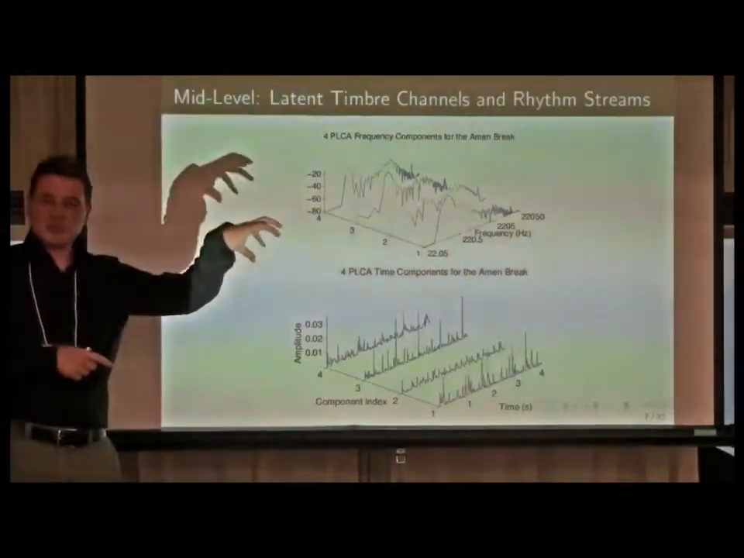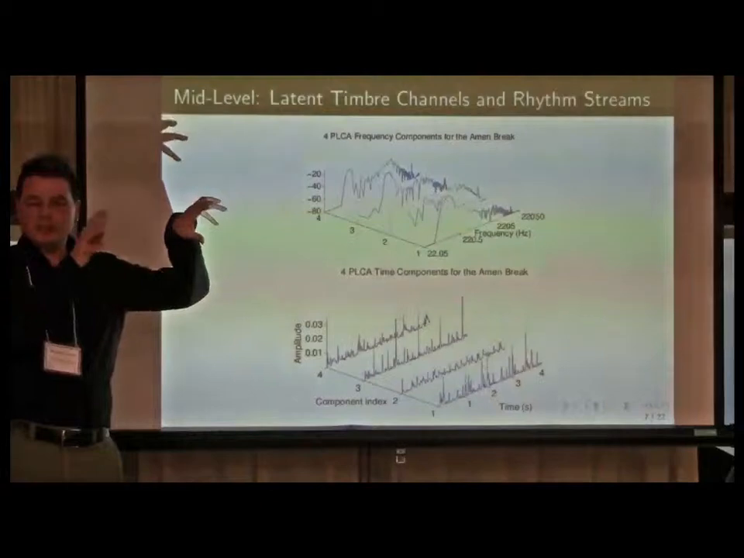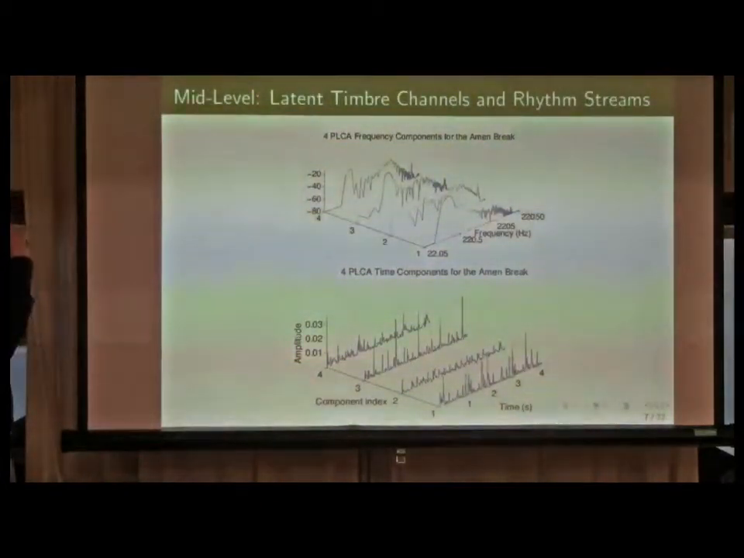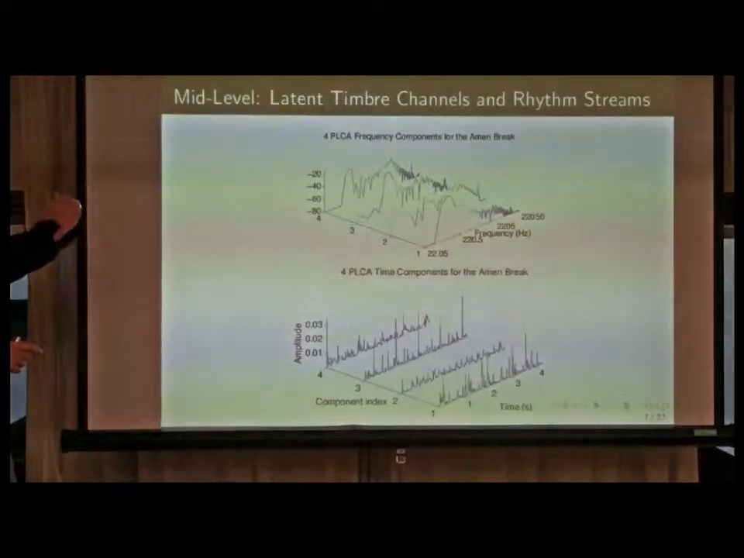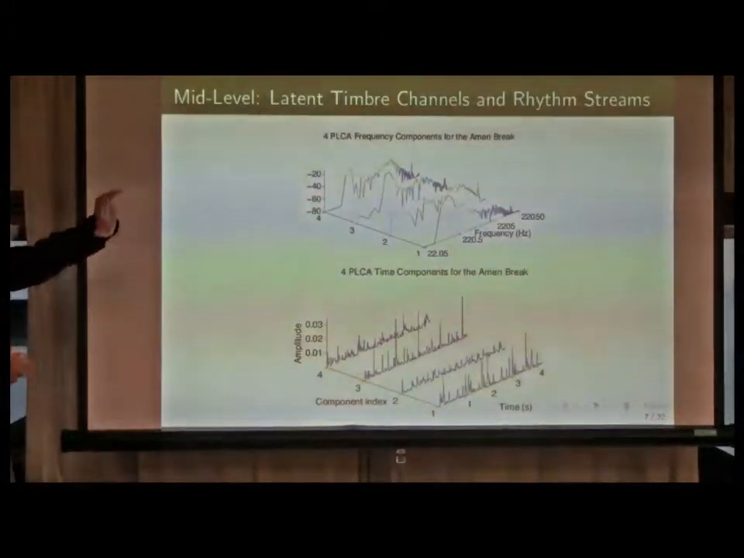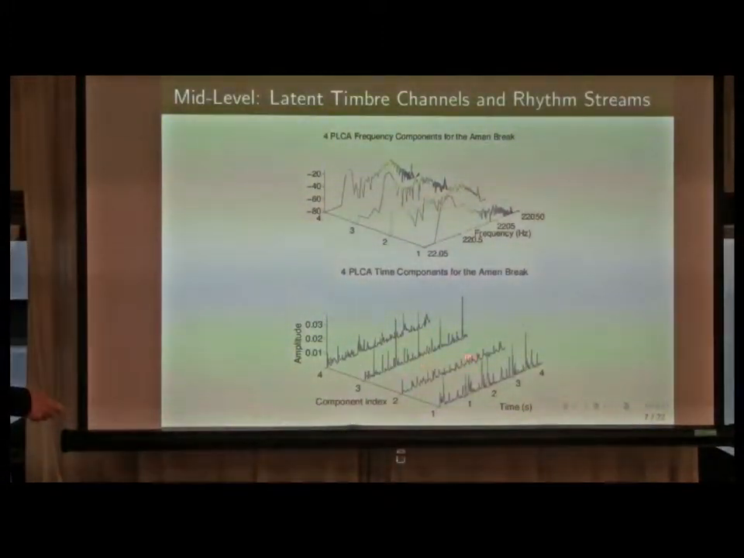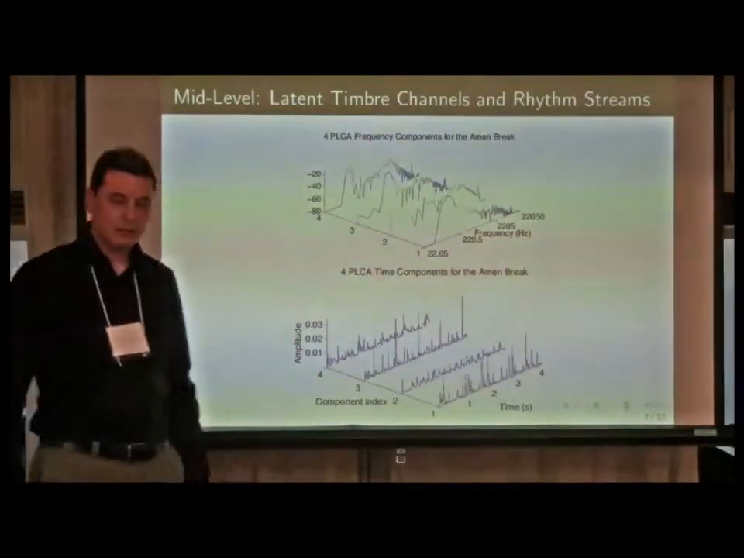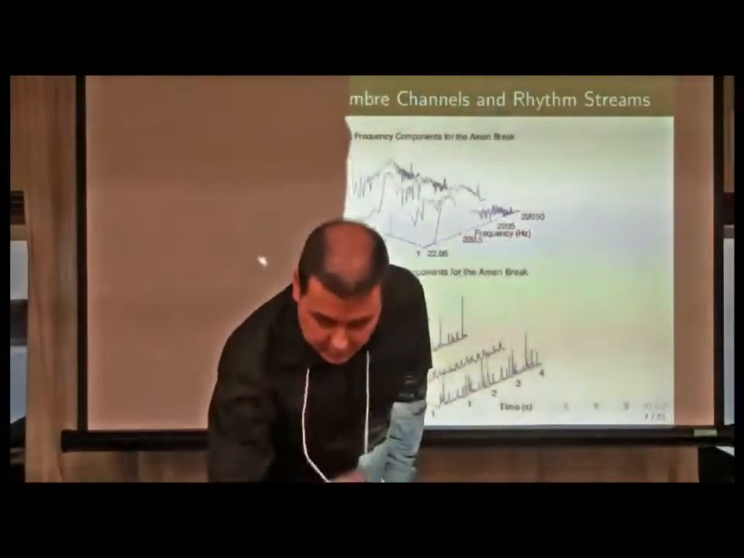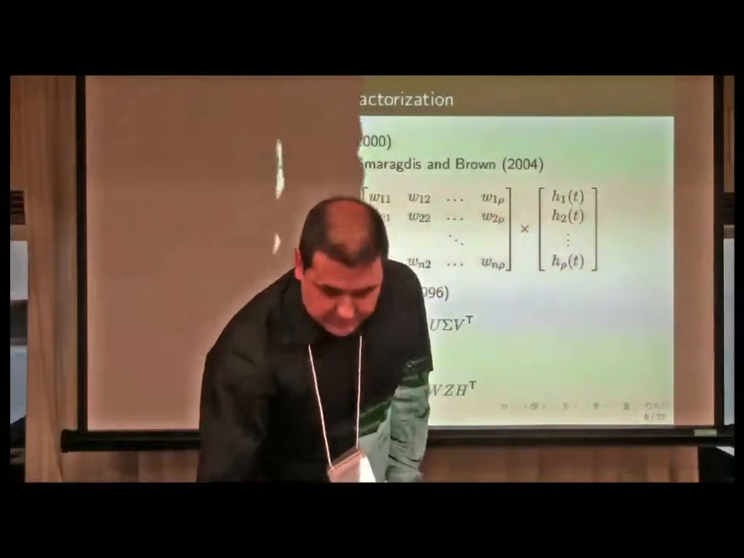And we're going to do this by using a component analysis where we break the spectrum up into different frequency profiles that correspond to consistent, broad frequency information in the spectrum. And these have associated time profiles that are essentially the onsets of different timbres. So we're going to do this using essentially matrix factorization.